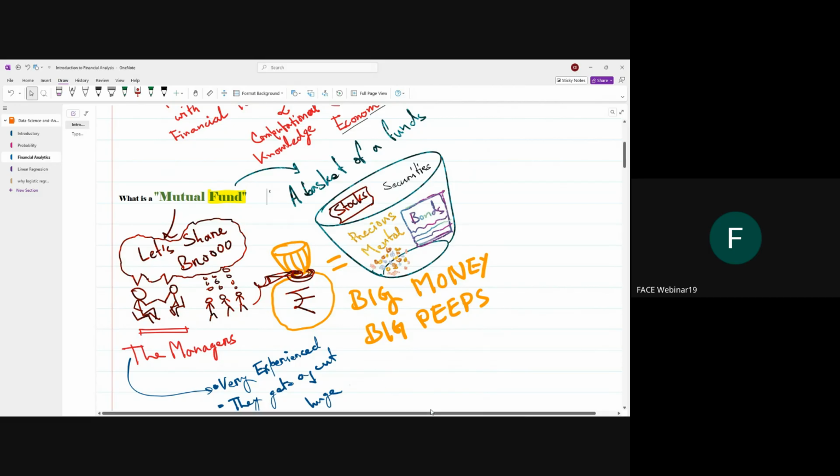So what is a mutual fund? So consider it as a, okay, is my pointer visible, by the way? Could anybody confirm? Yes. Hello? Yes, it's visible. All right.